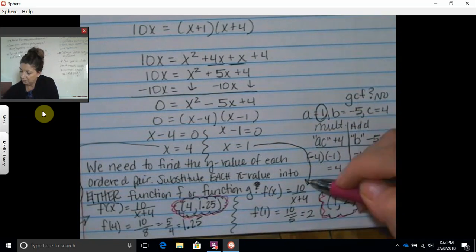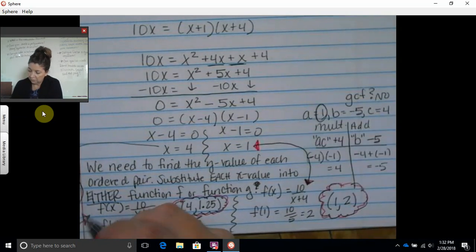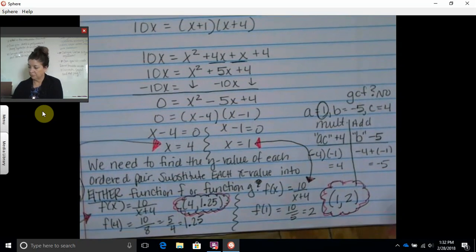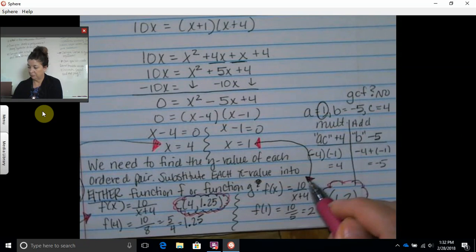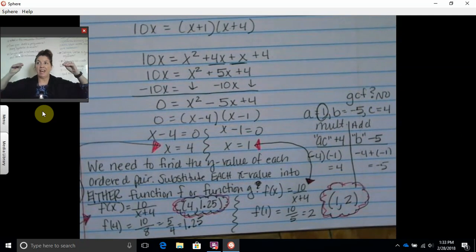Do we have questions on that? Questions? Yes. You plug 4 and 1 into F, or G if you want. I used F. Yep. Because it's the ordered pair that they have in common. So no matter which one you substitute it into, you're going to get the same thing because they have that point in common, or in this case, points.